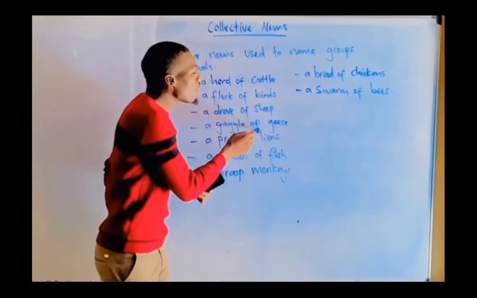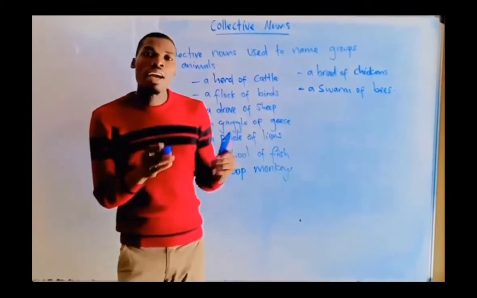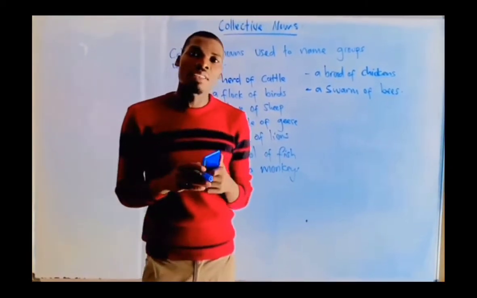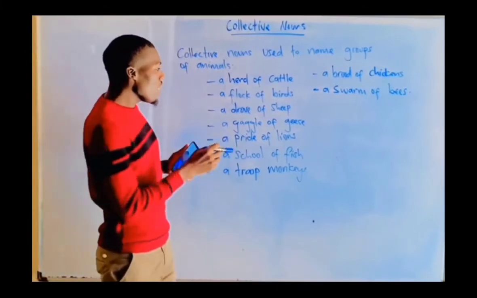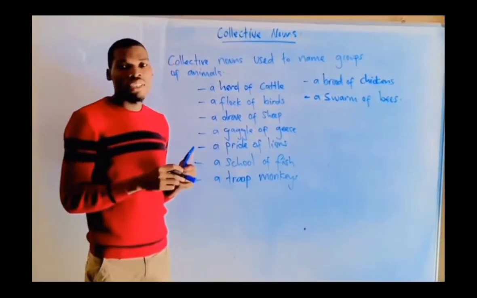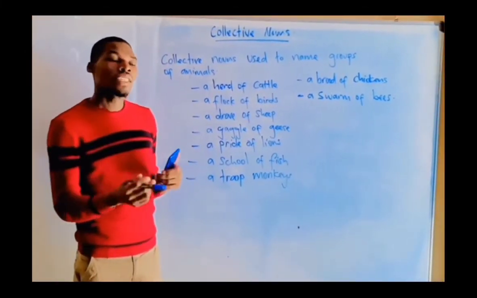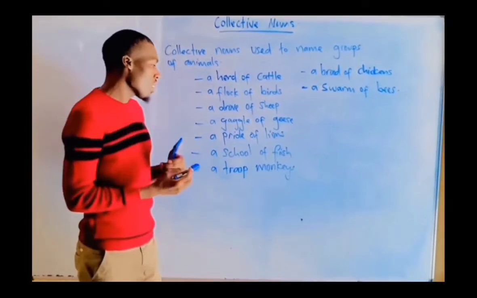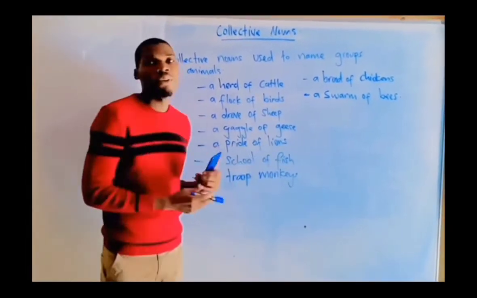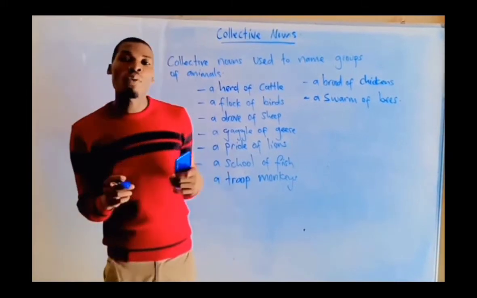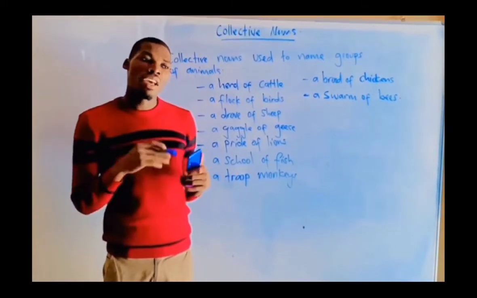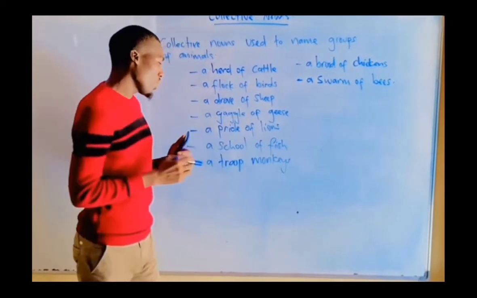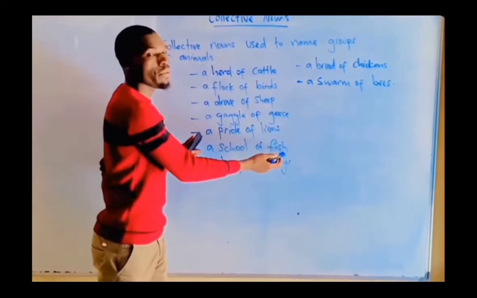A gaggle of geese. A group of geese, we call it a gaggle. Then a group of lions, we call it a pride. A pride of lions. And then a group of fish, we call it a school. A school of fish.